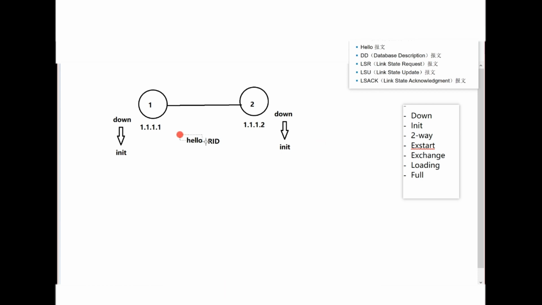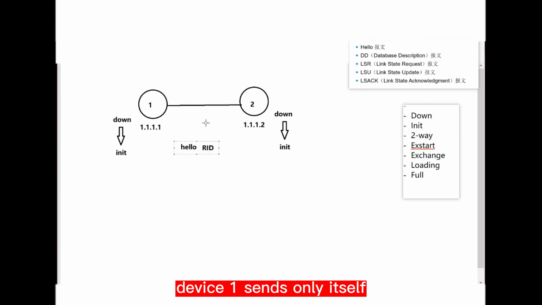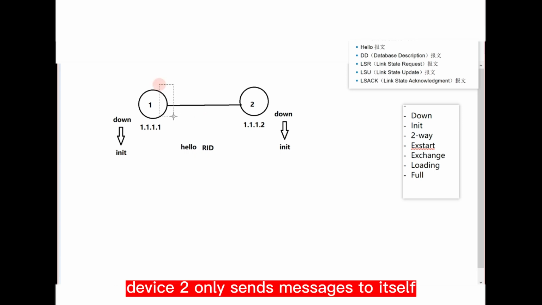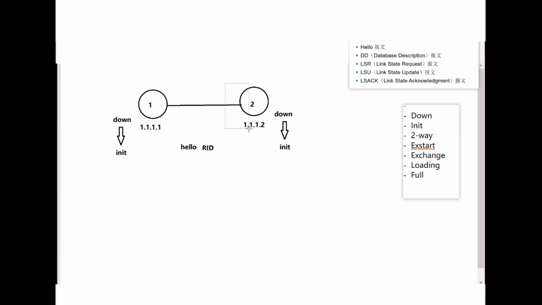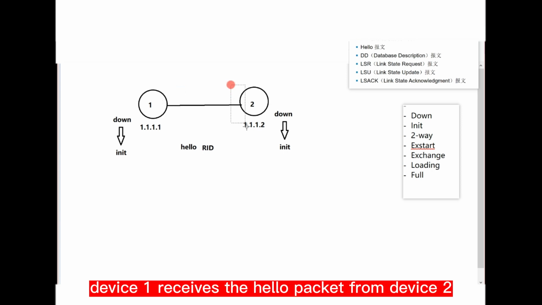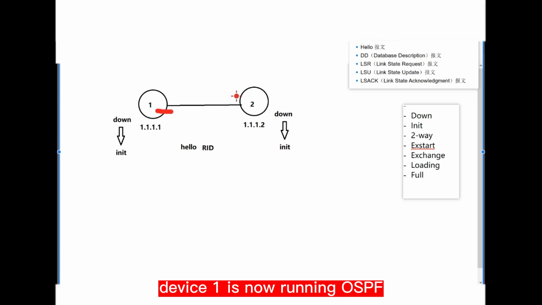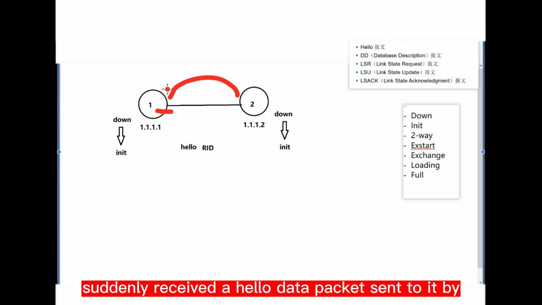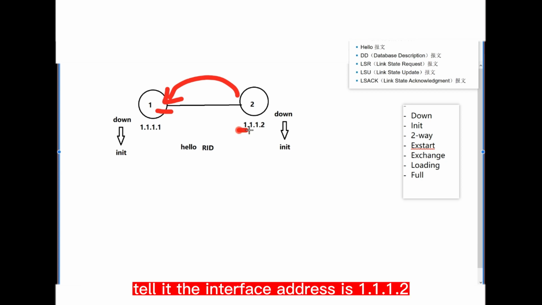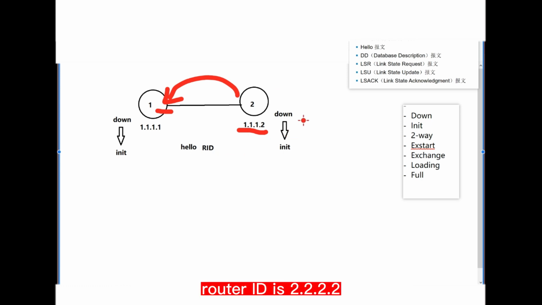For example, device 1 sends only itself. Device 2 only sends messages to itself. Then at a certain moment, device 1 receives the hello packet from device 2. Device 1 is now running OSPF. Suddenly it received a hello data packet sent to it by another device, telling it the interface address is 1.1.1.2 and the router ID is 2.2.2.2. It knows now.